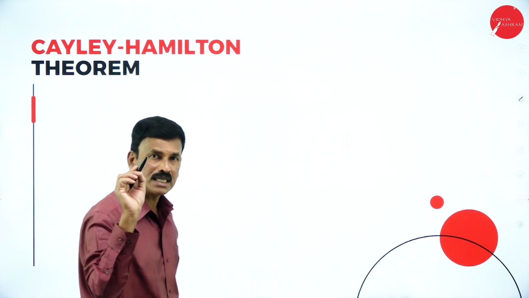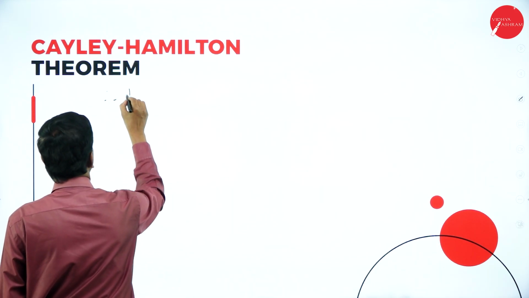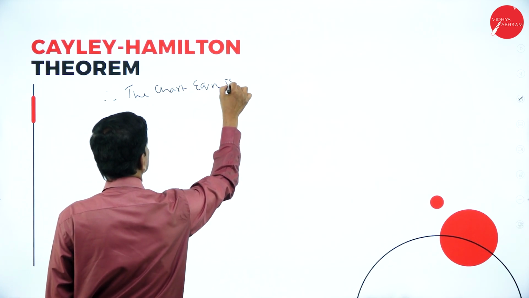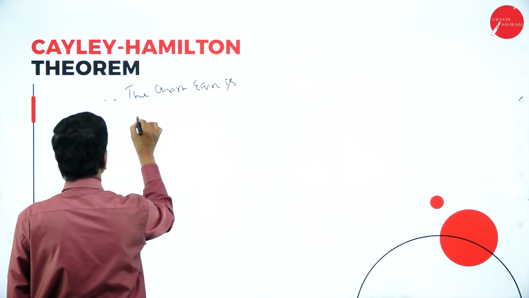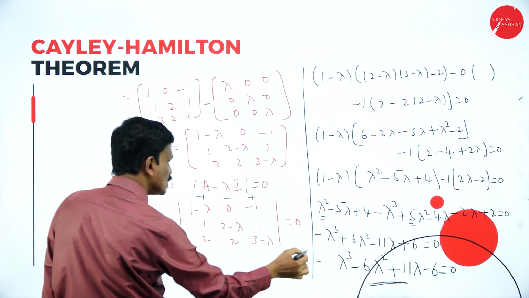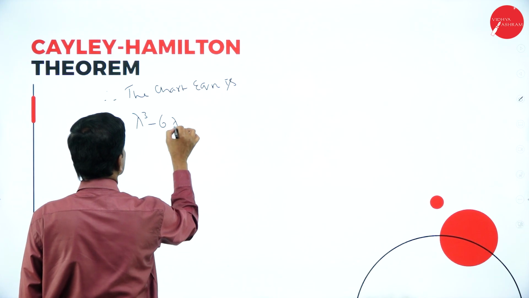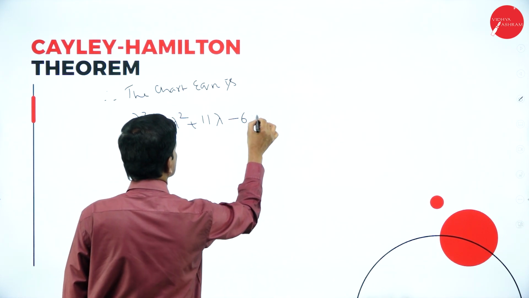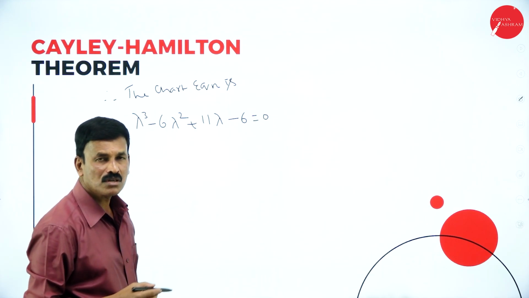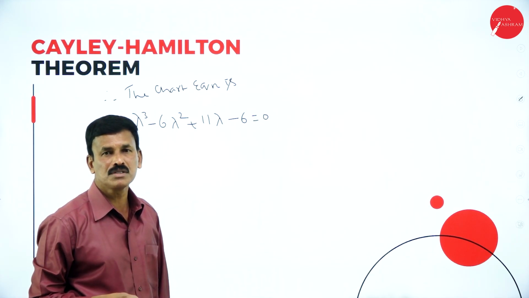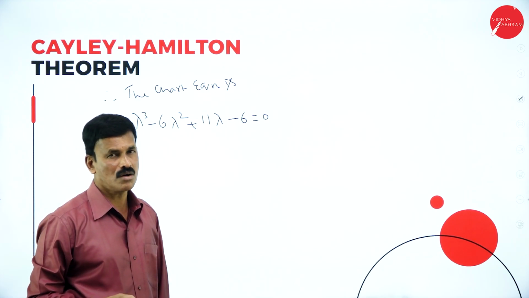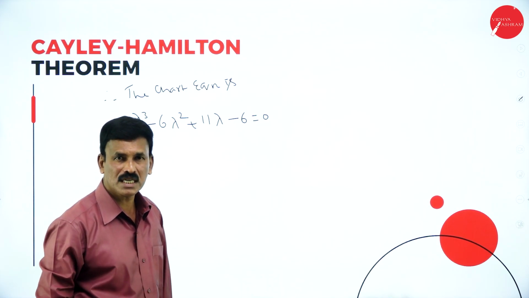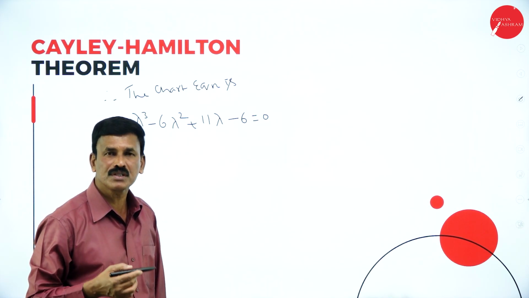Therefore, the characteristic equation is lambda cube minus 6 lambda square plus 11 lambda minus 6 is equal to 0. Now, if you solve this, you are going to get the eigenvalues or characteristic roots. Now, let me verify the Cayley-Hamilton theorem and then we will go for the inverse.